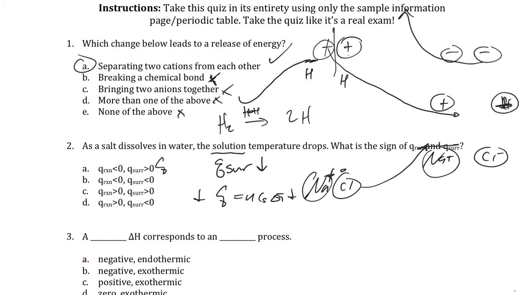Okay, and now Q reaction equals negative Q surroundings. So if the surroundings temperature is dropping, it's because the reaction is absorbing heat. So the surroundings temperature is going down because it's losing heat. Where is it going? It's going to the reaction as it absorbs heat. So Q reaction should be positive. Q surroundings should be negative.